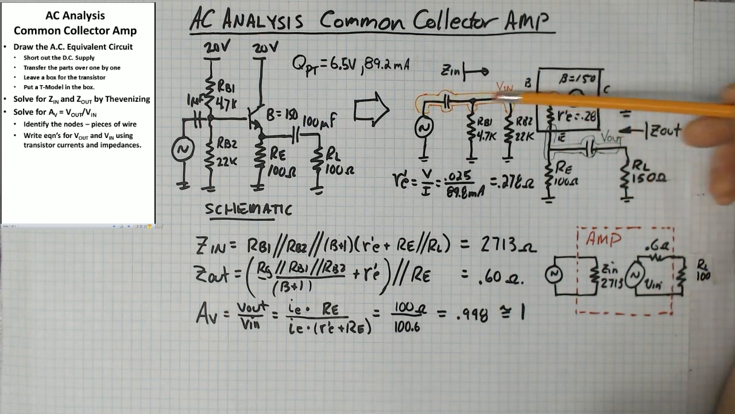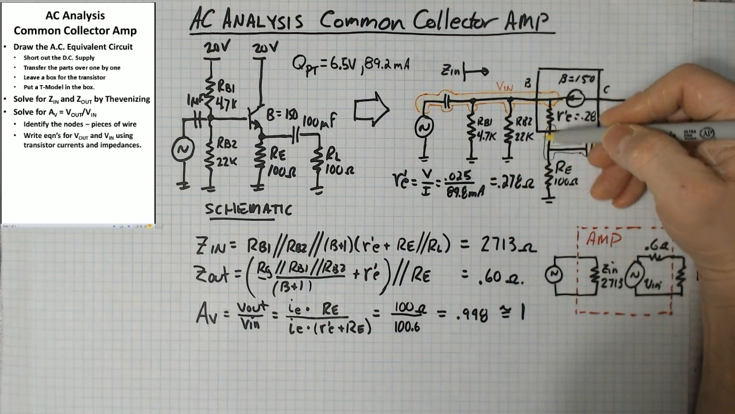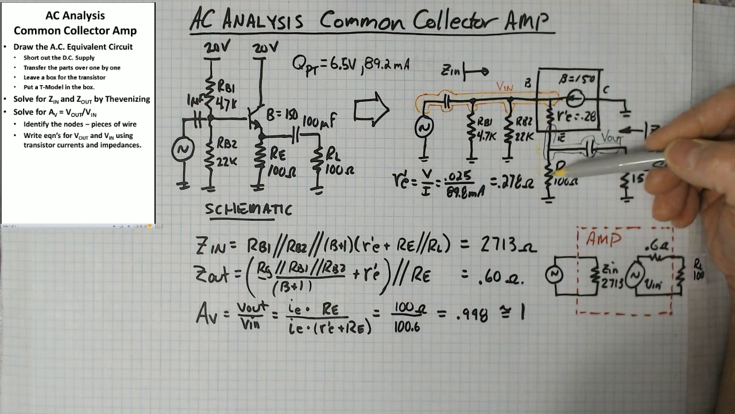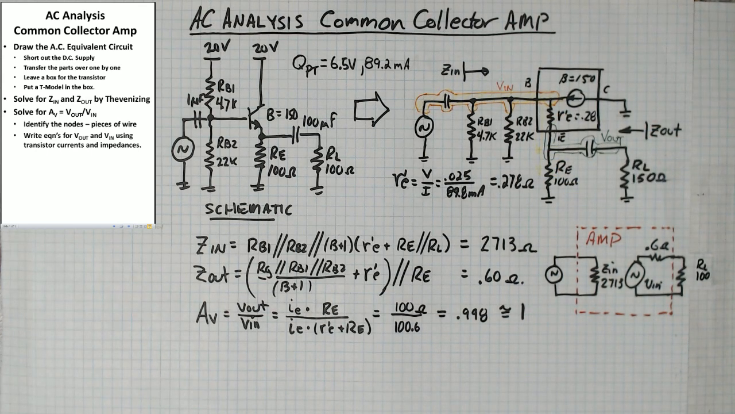V in, when I look at this node here, I could say that V in is the emitter current times these two in series. IE travels right down this path here. There's IE. V in is IE times the two of them, and V out is IE times one of them. So V out is IE times RE. V in is IE times r'e plus RE.